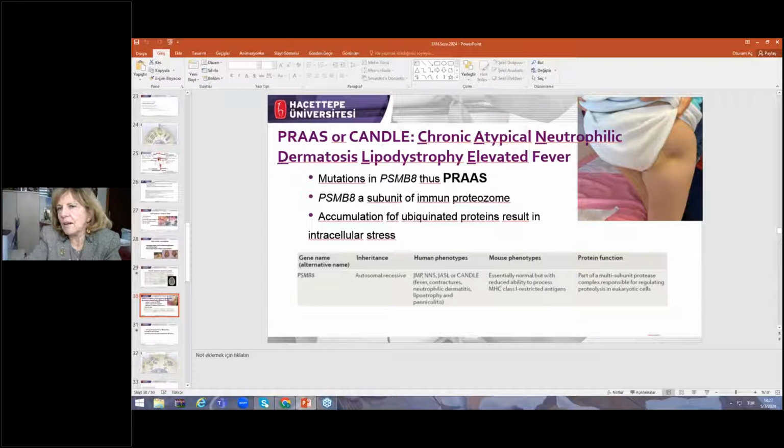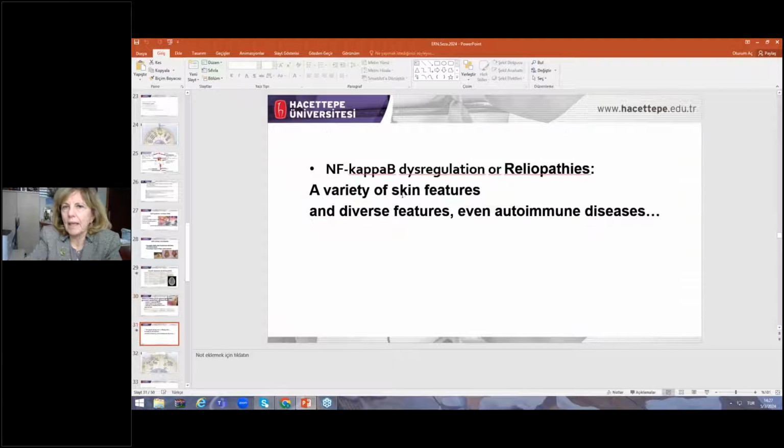So the mutations are in PSMB8, a subunit of the proteasome, and mainly it's because of the accumulation of ubiquitinated proteins that result in intracellular stress.